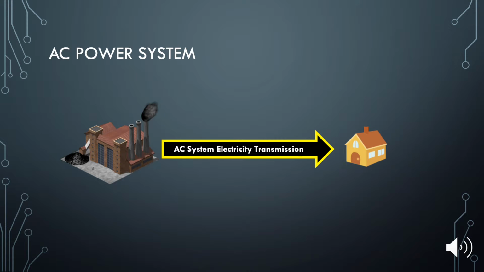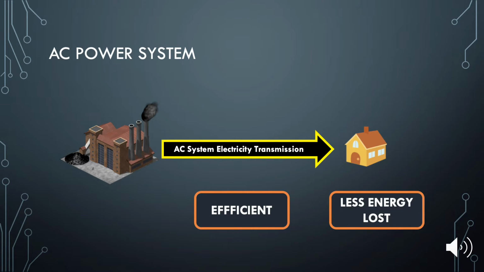AC voltage changes polarity between positive and negative easily with a transformer, making it more efficient for transmitting power over long distances. This makes AC power more economical for power plants to carry over electrical wires to homes around the world.